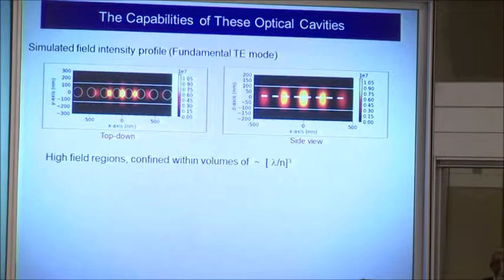That gives you an idea of the geometry, and this also gives you an idea that this very high field region is confined to a very small volume. The volumes are typically on the order of the wavelength of light divided by the index of refraction cubed. So for us, the wavelength of light is almost 1 micron. The index of refraction is, let's say, 2.5. That's how small a volume holds this very high electromagnetic field.